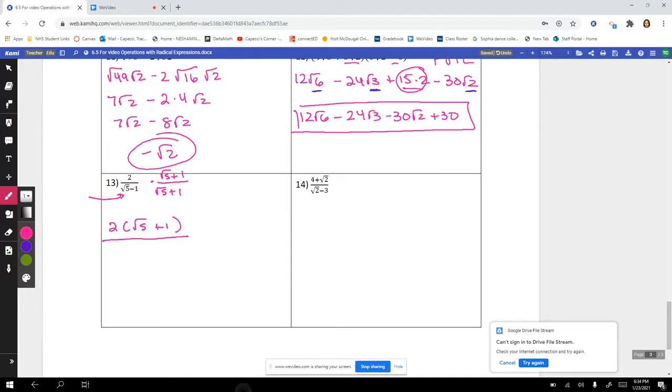I'm going to use FOIL now, right? Because I have a binomial times a binomial. Square root of 5 times the square root of 5 gives me 5. My outside and my inside terms are going to zero out, which is the point of that. And I have negative 1 times 1 gives me 1, so 5 minus 1. So I have 2 times the square root of 5 plus 1 all over 4. Now here I can simplify, right? They're both on the outside. So 2 goes into 2 once, into 4 twice. So my final answer there is root 5 plus 1, and the whole thing is over 2.